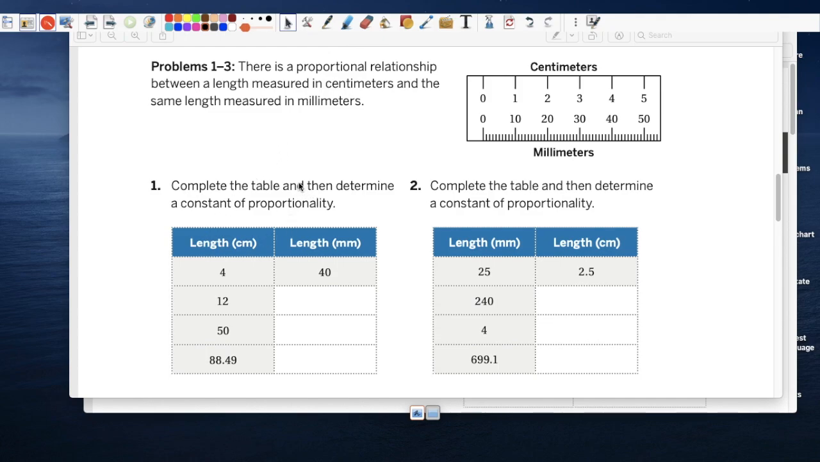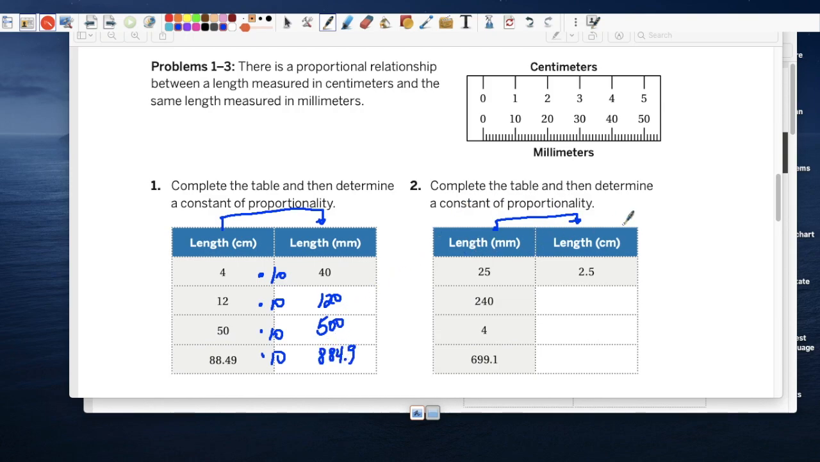Complete the table and determine the constant of proportionality. Notice that these two tables compare length in centimeters with length in millimeters, and this one is the same thing except that it's backwards. So how did the 4 become a 40? What's the constant of proportionality here? That one should be pretty easy. Times 10, times 10, times 10. So this would be 120, this would be 500, and this would be 884.9.